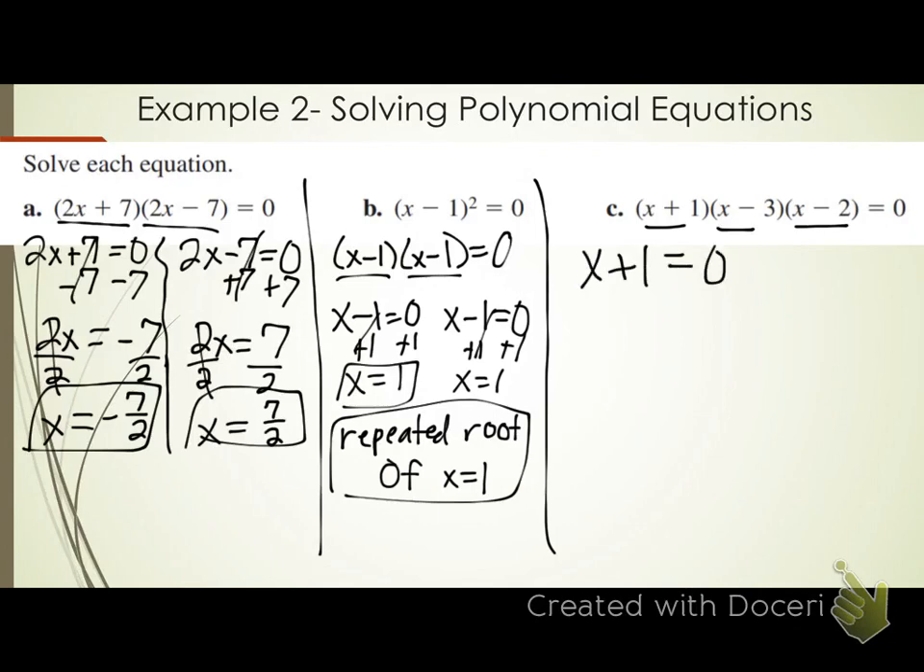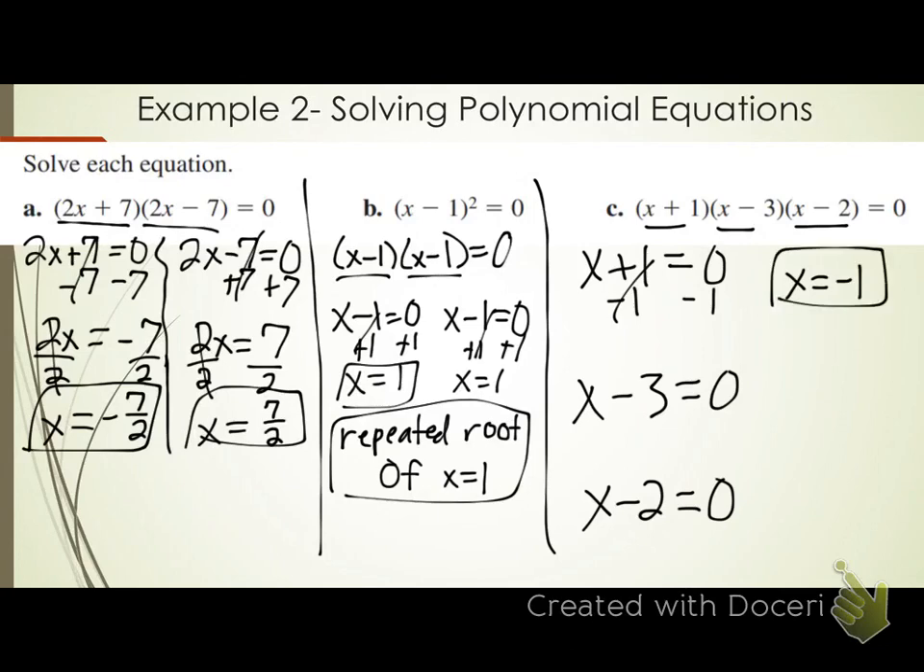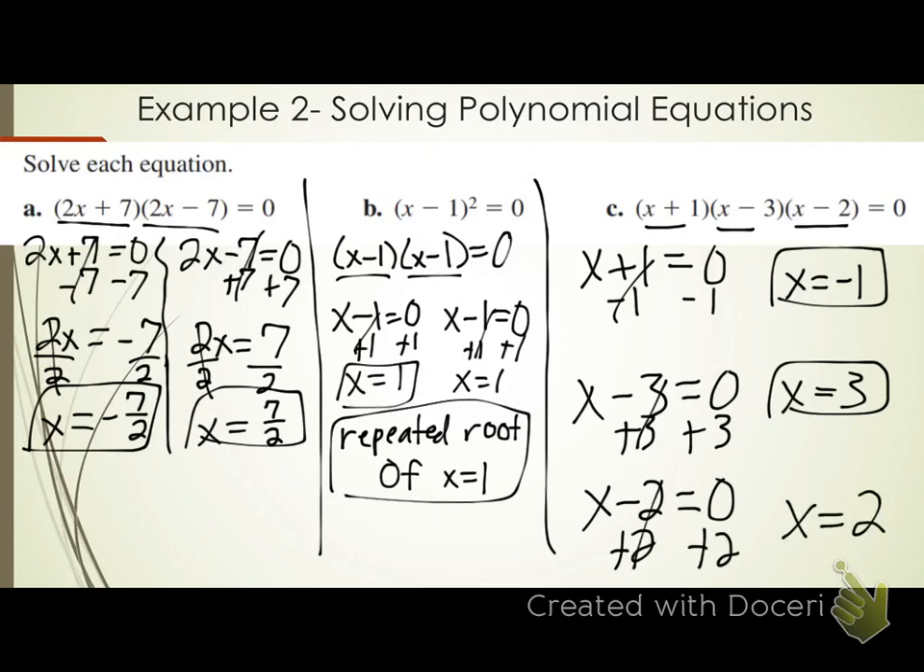So x plus 1 equals 0, x minus 3 equals 0, x minus 2 equals 0. First one, how do I get x by itself? Subtract 1. X equals what? Negative 1. Next one, x minus 3 equals 0. How do I get x by itself? Add 3. X equals 3. And the last one, add 2. X equals 2.